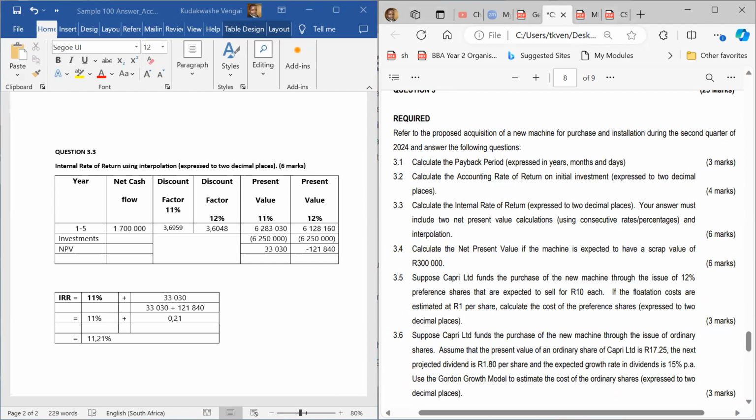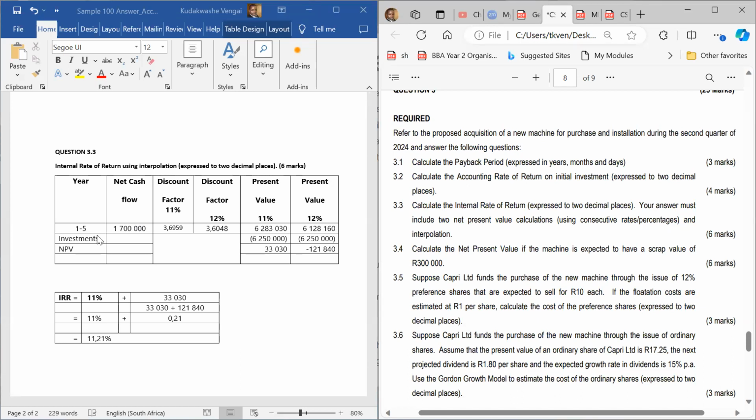Since we still have a little bit more time, I'll explain a little bit more about internal rate of return so that it gives you more context. Number one, when you're calculating internal rate of return, make sure you use the net annual cash flow. You do not use profits, you use cash flows. Point number two, for you to do internal rate of return, you need to calculate the present value that is positive and the present value that is negative.